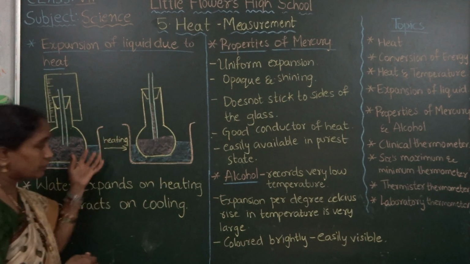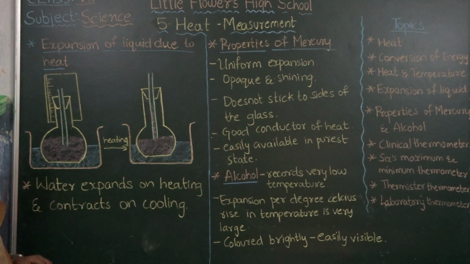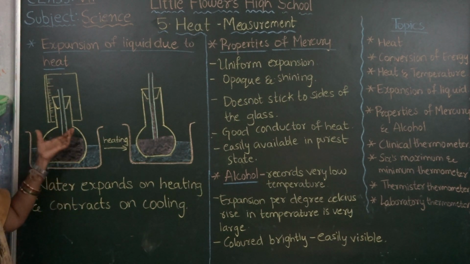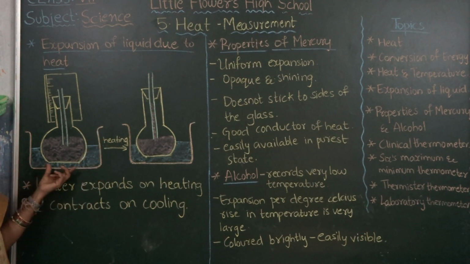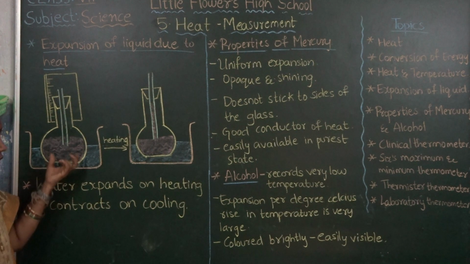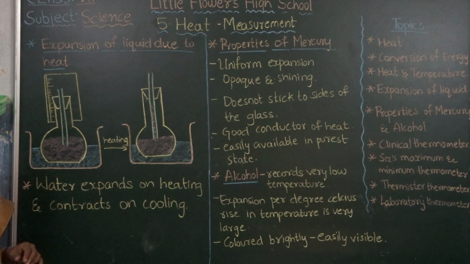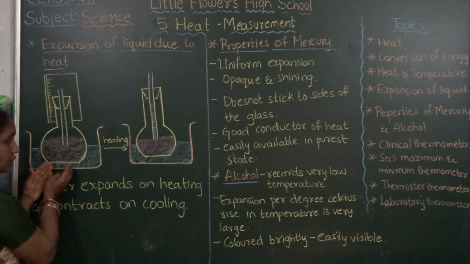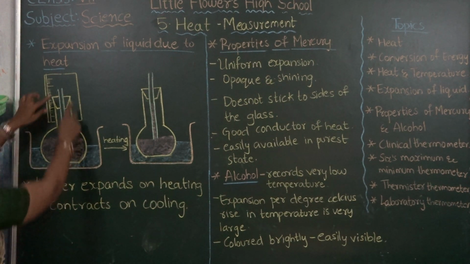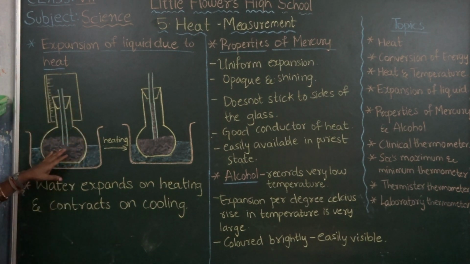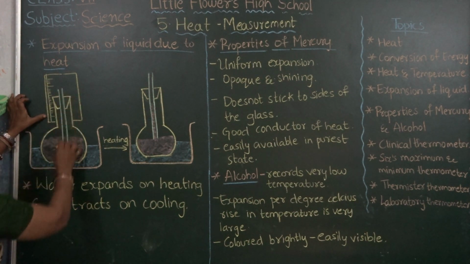Here is one experiment to show the expansion of liquids due to heat. We take one round bottom flask on a trough. The trough is filled with water. Then we take the solution in this round bottom flask. When we heat the trough, what happens? One scale is arranged at the back of the round bottom flask, and a thermometer is also there.